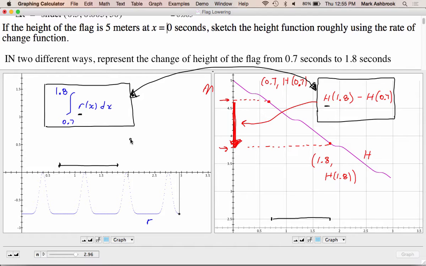So then, therefore, what is h? The antiderivative of r. H is an antiderivative of r. In fact, there are many, and it could be any one of them. Actually, if it's our true height function, there's only one. But yes, h is the antiderivative of r. Principle 7, and we're done.